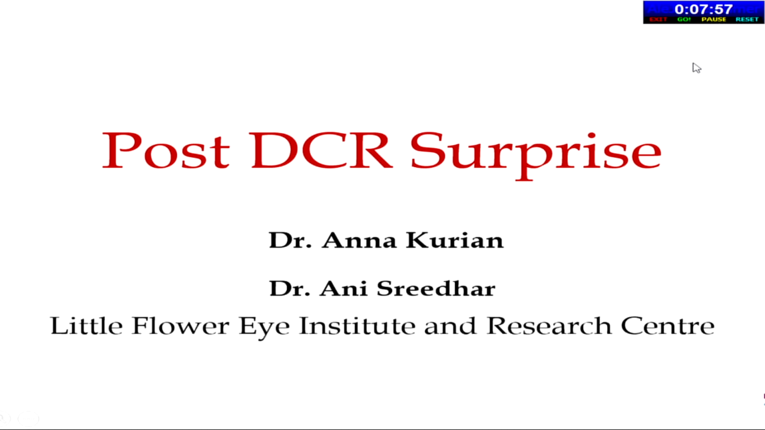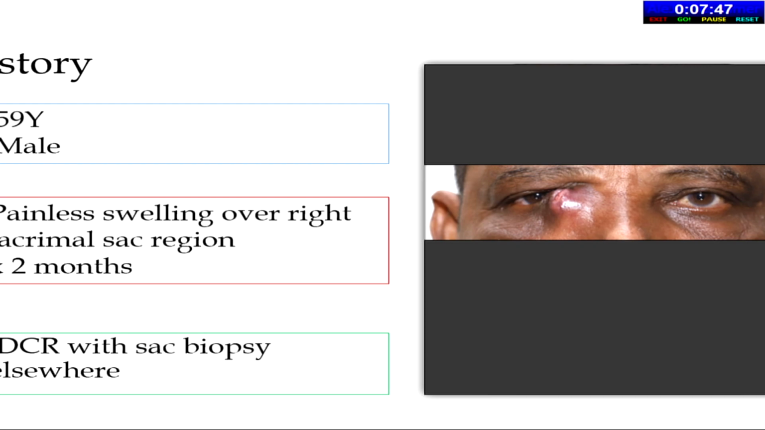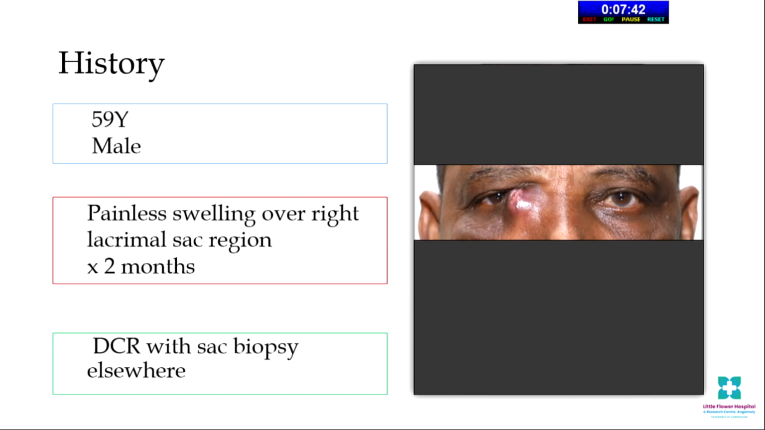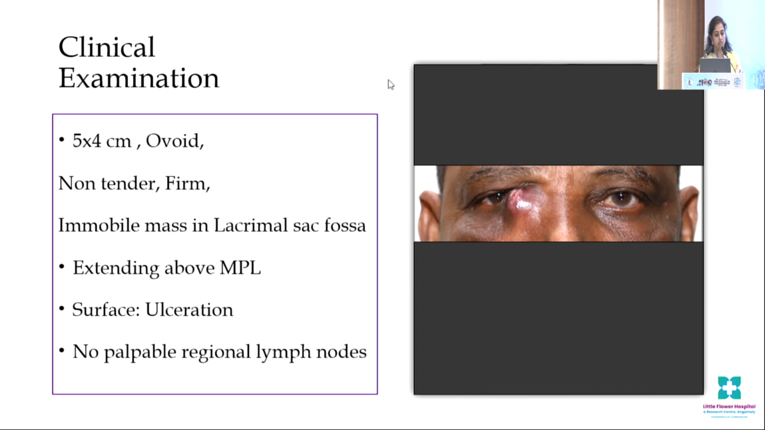This is a case of a 59-year-old male who came to our OPD with painless swelling of the right lacrimal sac region of 2 months' duration. He gave a history of dacryocystorhinostomy with sac biopsy done elsewhere, and the biopsy was suggestive of papilloma. On clinical examination, there was a 5 by 4 centimeter ovoid, non-tender, firm, immobile mass extending above the medial palpebral ligament. The surface showed ulceration, probably due to a non-healing incision site, and there were no palpable regional lymph nodes.